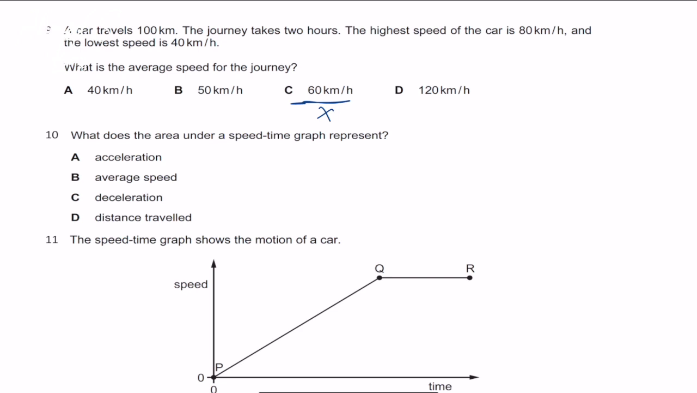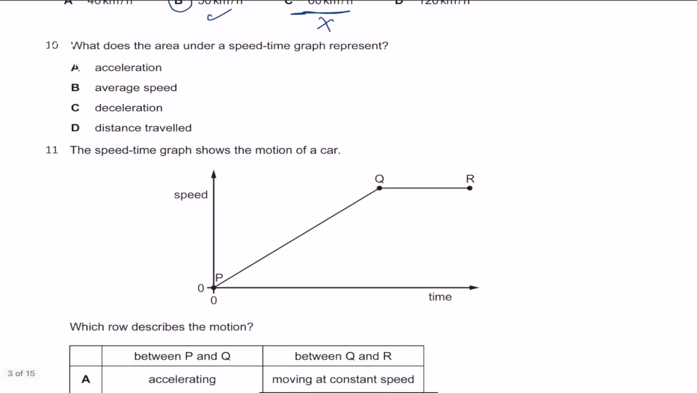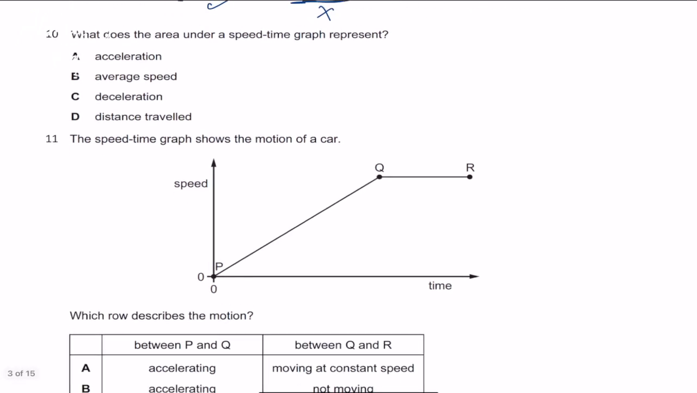So the best idea here is just take the simple law, which is the total distance divided by the total time. The total distance here is 100 kilometers and the total time is 2 hours. So I'm gonna choose that 100 divided by 2, it gives you 50 kilometers per hour. So I'm gonna choose B as the best option here. 10. What does the area under speed time graph represent? Clearly, the displacement or the distance traveled.